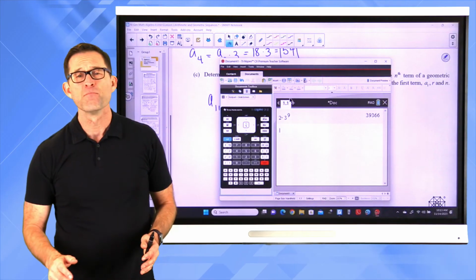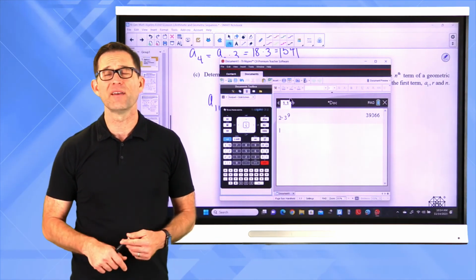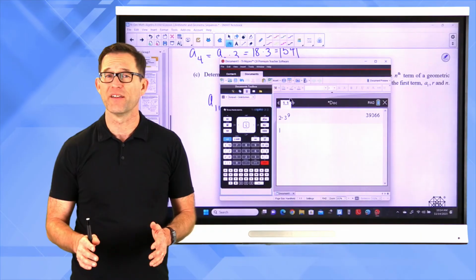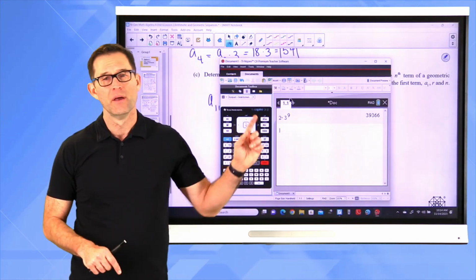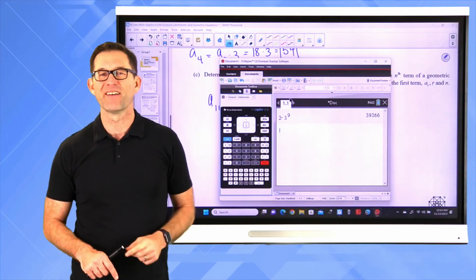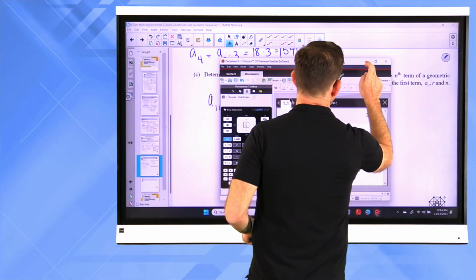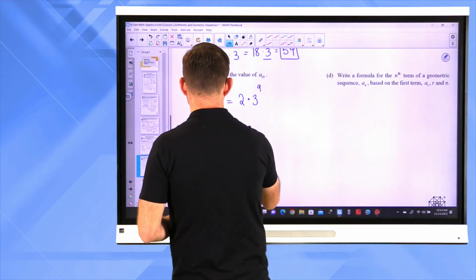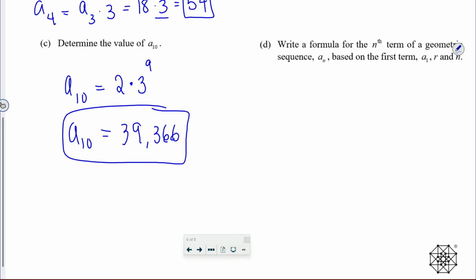Simple, right? Geometric sequences, especially when the ratio is greater than 1, tend to get very big very quickly. Arithmetic sequences can kind of limp along and give you a value, but boy, geometric sequences get big and fast. So we're talking about 39,366 as our 10th term. All right.